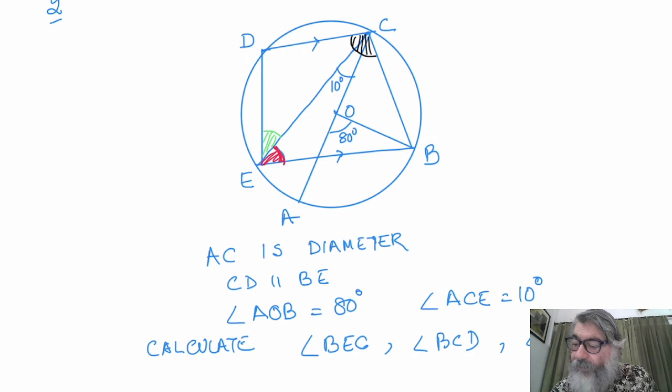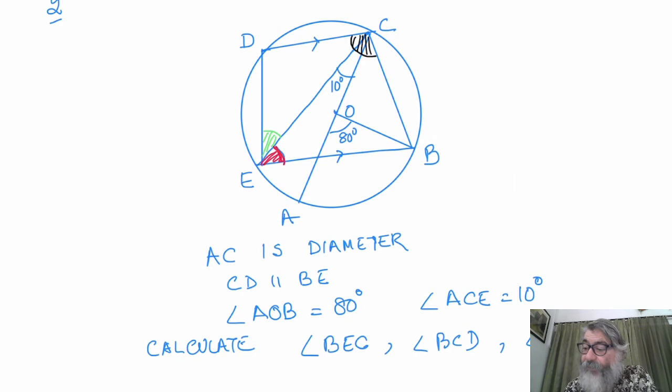Angle AOB is given as 80 degrees. Angle ECA is given as 10 degrees. He wants you to calculate the angles which I have marked with red, green and black. First is BEC, marked with red. Then BCD, which is marked with black. And then CED, which is marked with green.